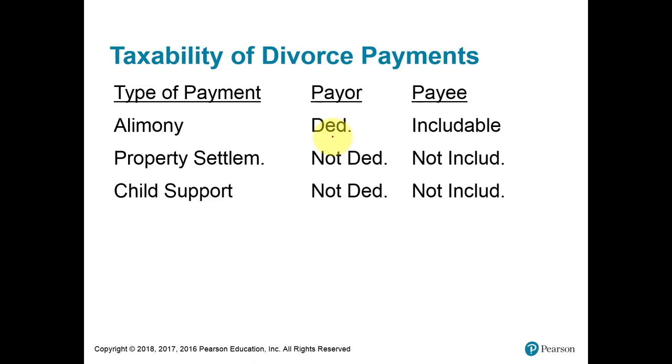Next type of income is receiving money from your ex-spouse. So here's one ex-spouse paying money to the other ex-spouse. So there's three different possibilities of payments. The one that we are focusing on is alimony. And the paying ex-spouse gets to deduct that on his or her tax return. And the receiving ex-spouse has to report that as taxable income.